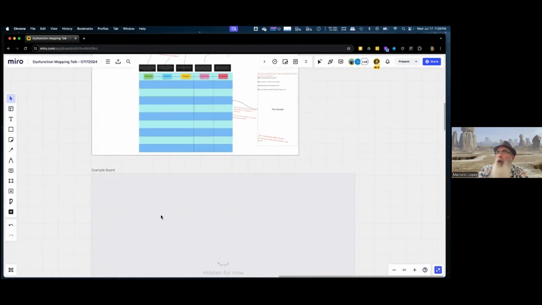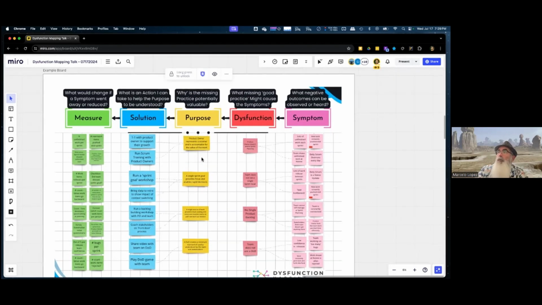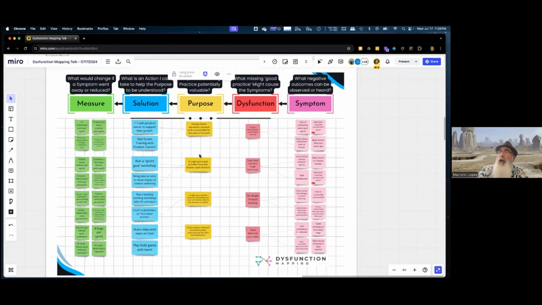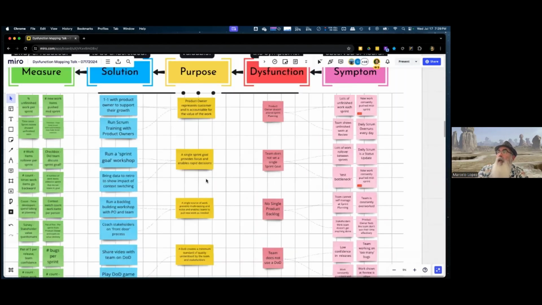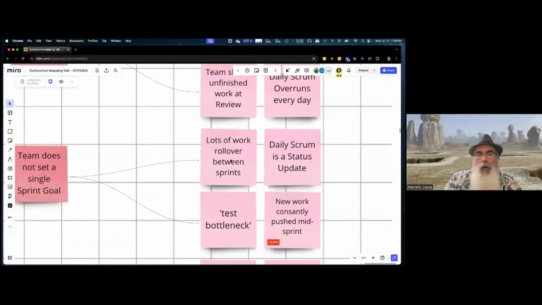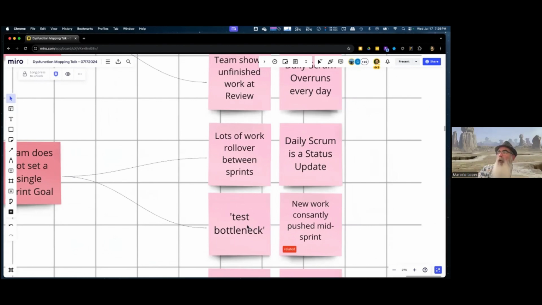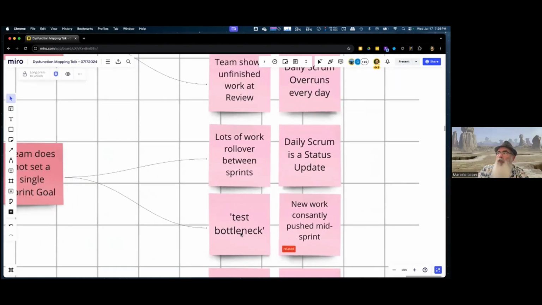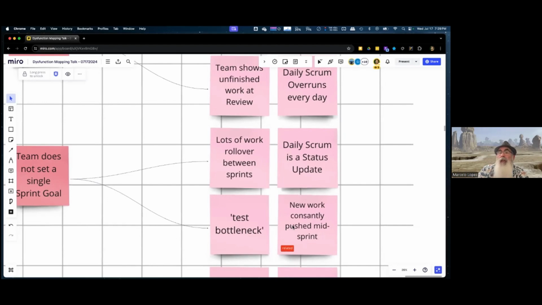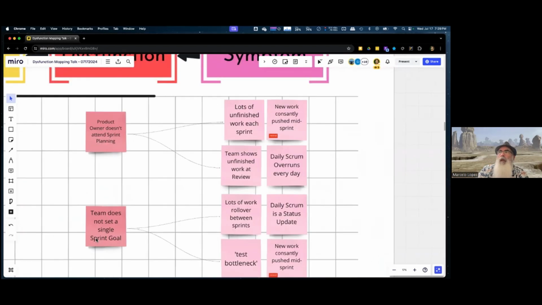So that's a walkthrough of what the board looks like. I'm going to leave you here an example board. This is an example of what a dysfunction mapping board could look like with, for example, okay, hey, look, the team's not setting a single goal. I'll walk you through this one. Well, what would be some symptoms of that? Oh, gee, lots of rollover work. I heard that from some of you. Or the daily scrum ends up being like a status update, or, oh shoot, stuff gets stuck in QA, or we're having things come in mid-sprint. Why? Because we don't have a clear single sprint goal as our dysfunction.